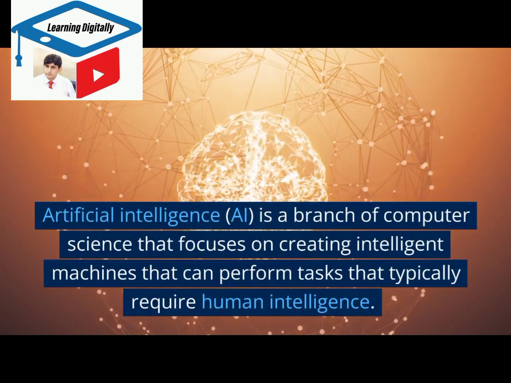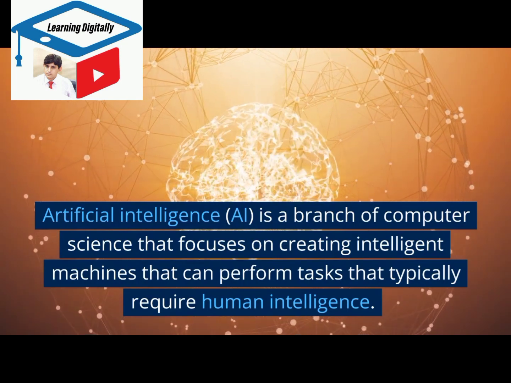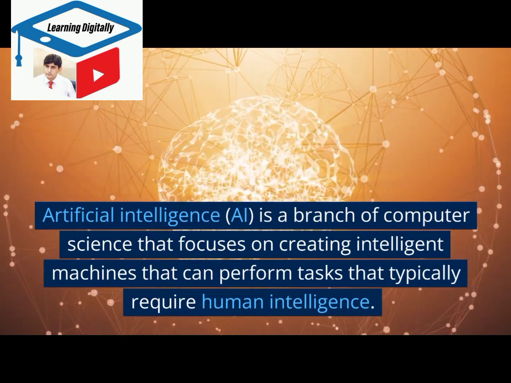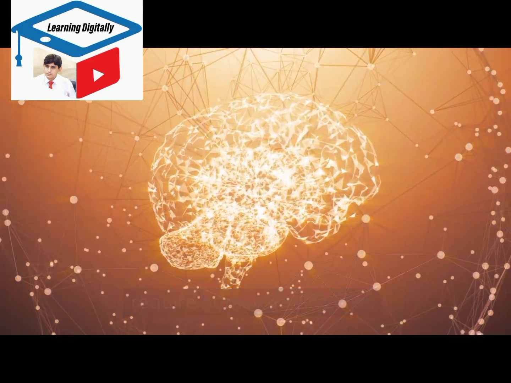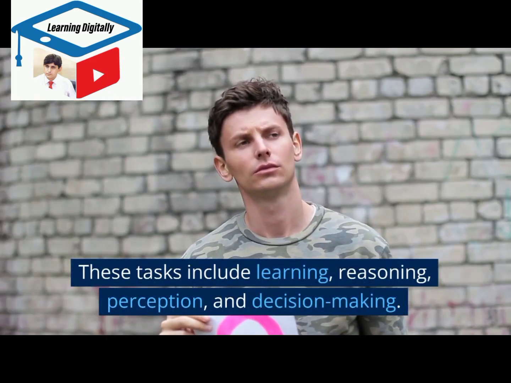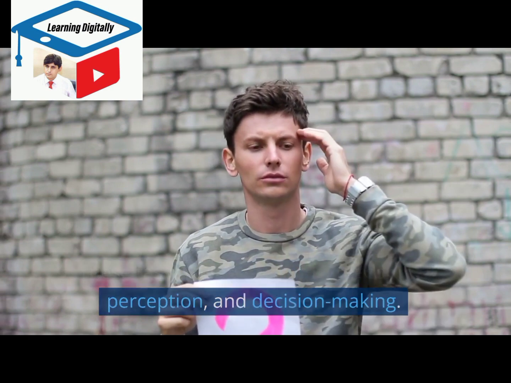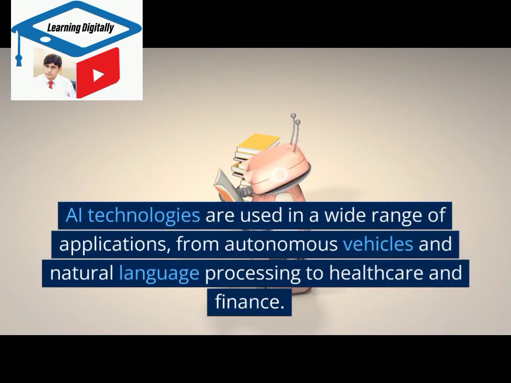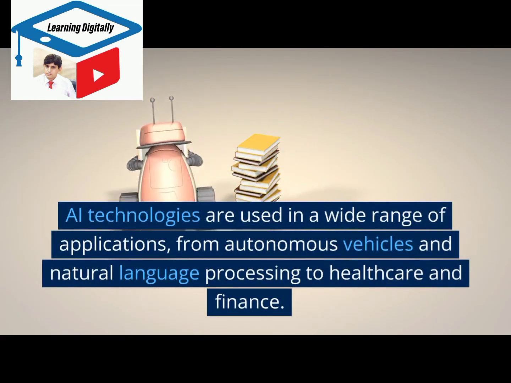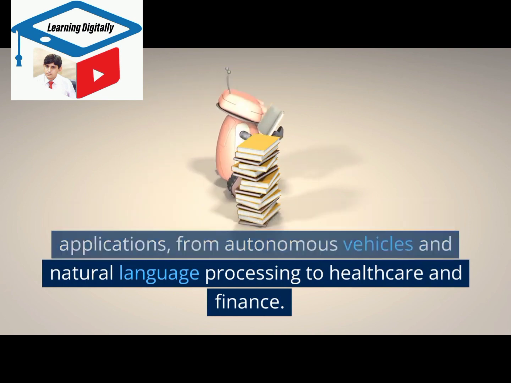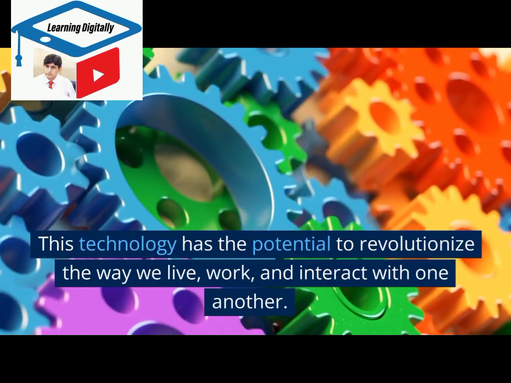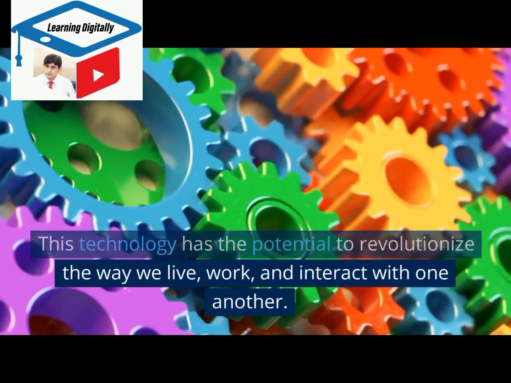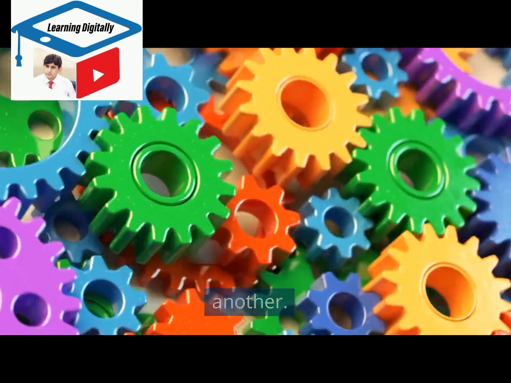Artificial intelligence, AI, is a branch of computer science that focuses on creating intelligent machines that can perform tasks that typically require human intelligence. These tasks include learning, reasoning, perception, and decision-making. AI technologies are used in a wide range of applications, from autonomous vehicles and natural language processing to healthcare and finance. This technology has the potential to revolutionize the way we live, work, and interact with one another.